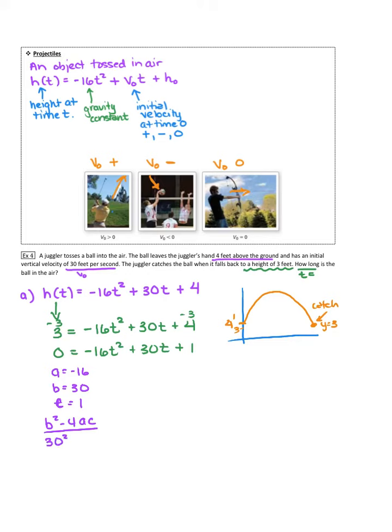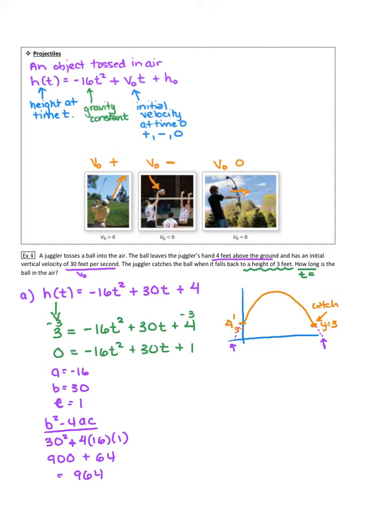So b squared is 30 squared minus 4 times a negative 16, so I'm going to put that negative here to make this middle sign positive, times 1. So we have 900, which is 30 squared, plus 64. So that's going to give me 964. So we're going to have 2 real answers, which makes sense. Notice if you follow this graph all the way down, you will usually get a negative time and a positive time. And that's because the ball, if it hadn't started at 4 feet and just followed it back, you only want the one answer. So you're going to end up having to get rid of that negative answer.